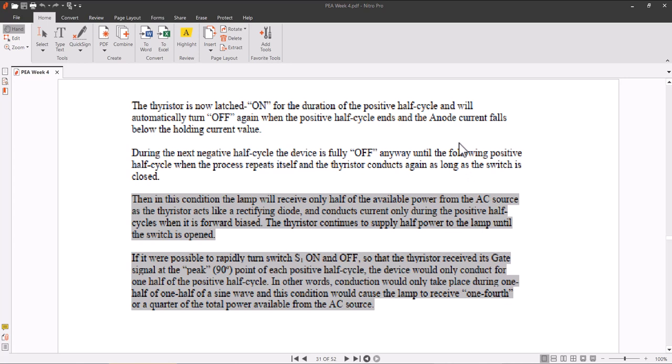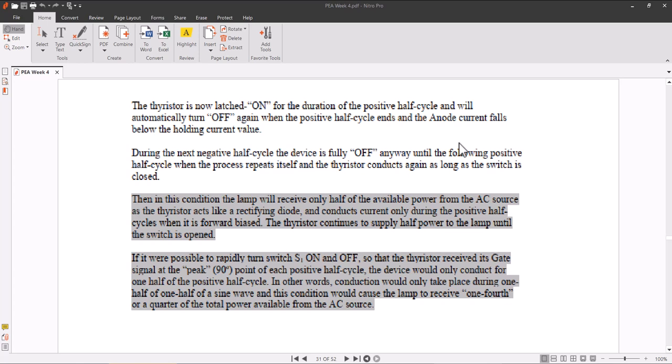the lamp will receive only half of the available power from the AC source, as the thyristor acts like a rectifying diode and conducts current only during the positive half cycle. When it is forward biased, the thyristor continues to supply half power to the lamp until the switch is opened.